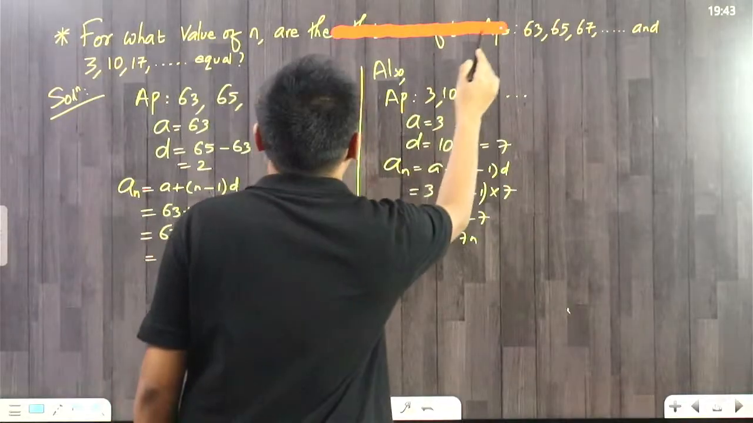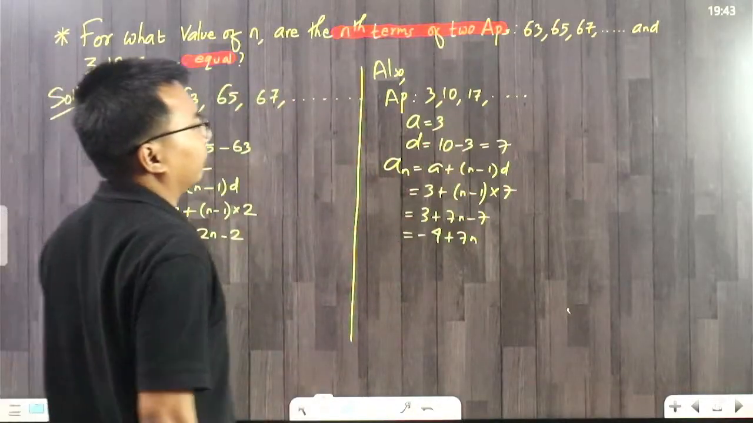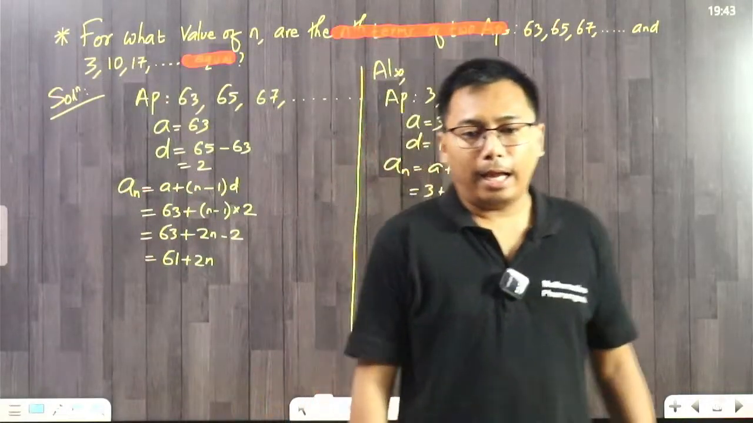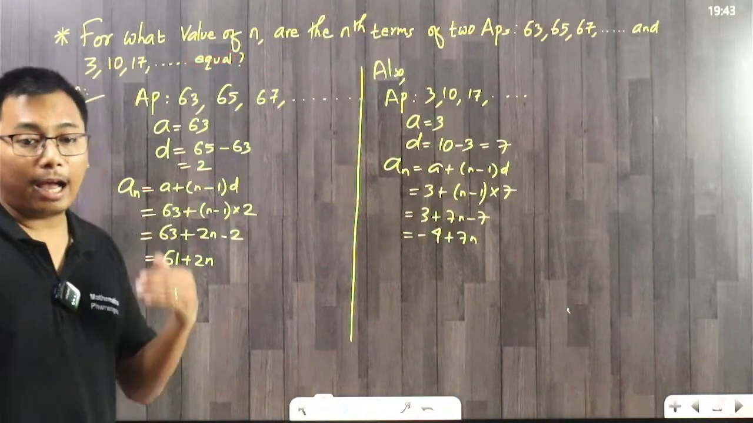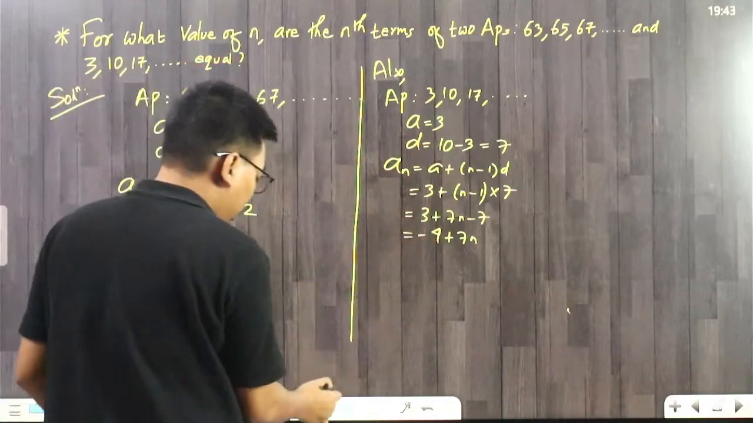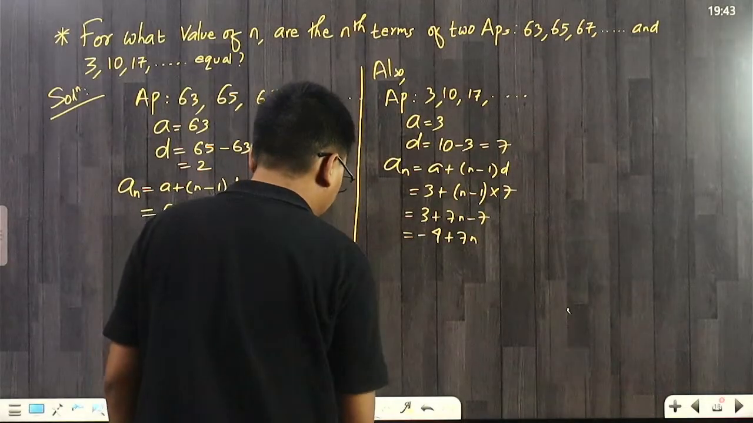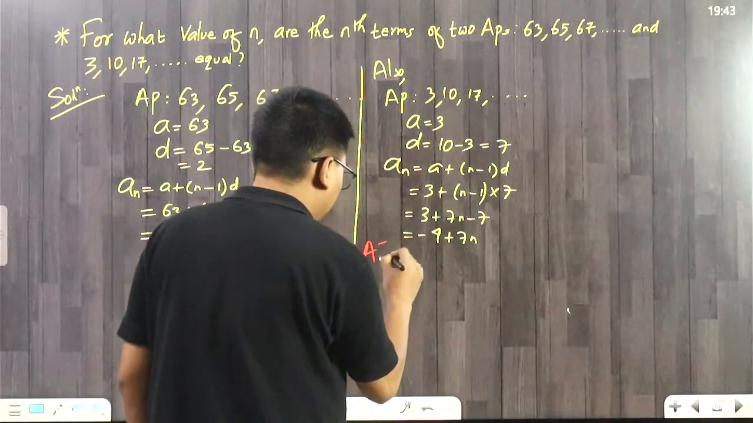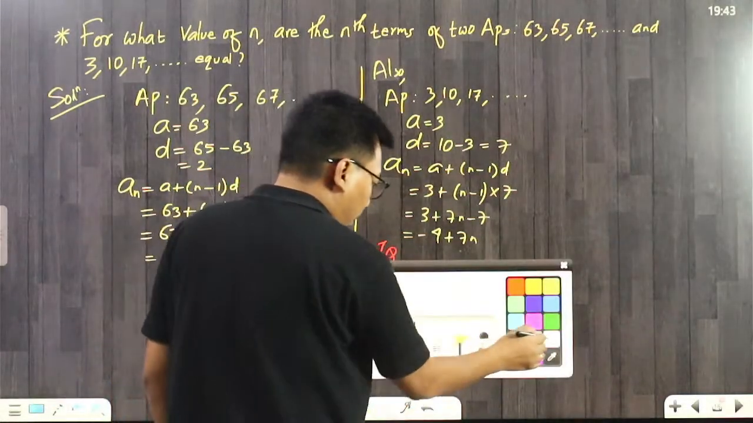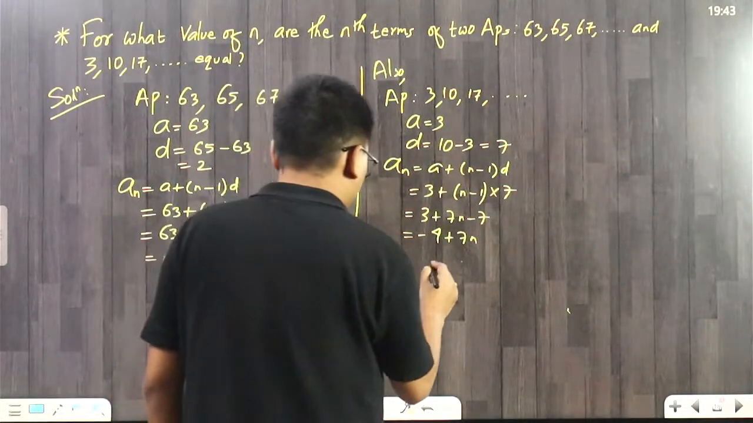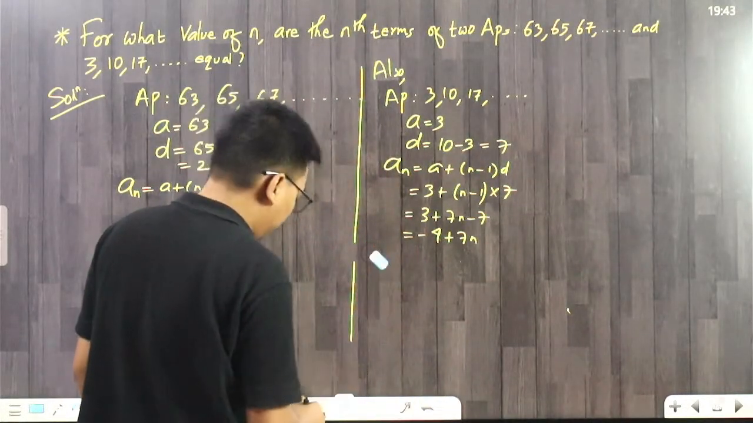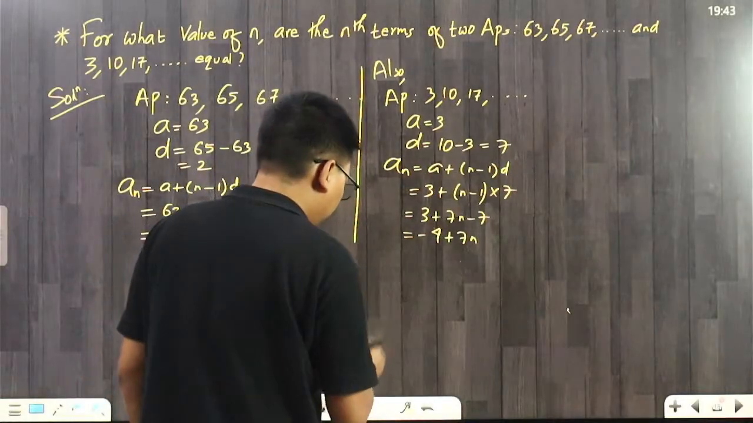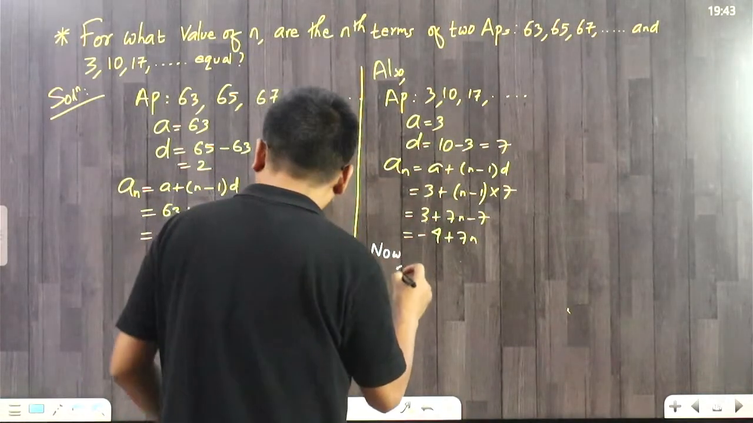The nth terms of the two APs are equal. They are equal, so these two we have to equate. Now we'll equate them.